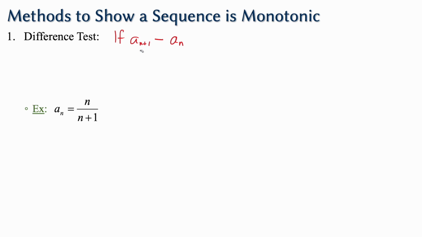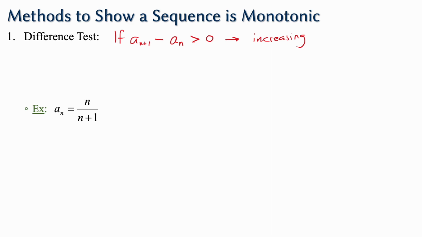So if we look at a term and the term before it, and we subtract them, if that number is going to be positive, then what we can say about it is that it's always going to be increasing. And that makes sense because if the next term is always bigger than the term before it, you're always going to have a difference that's positive. Because this term will always be bigger than this one. That implies, in general, that we're increasing.